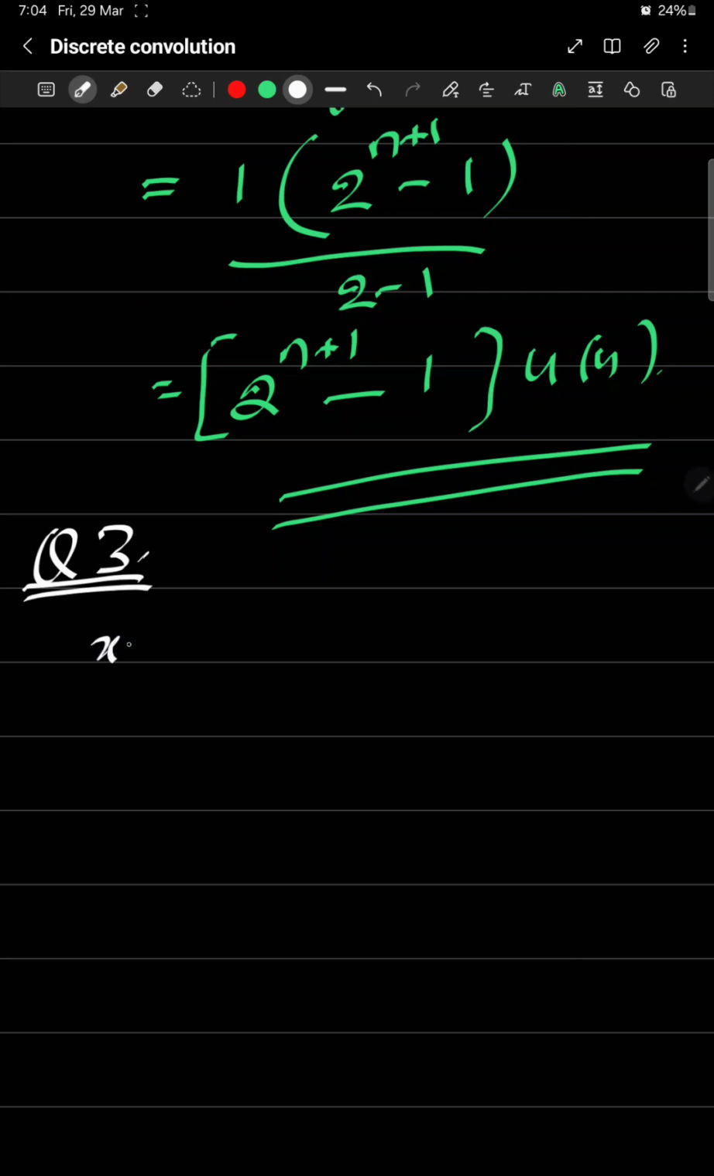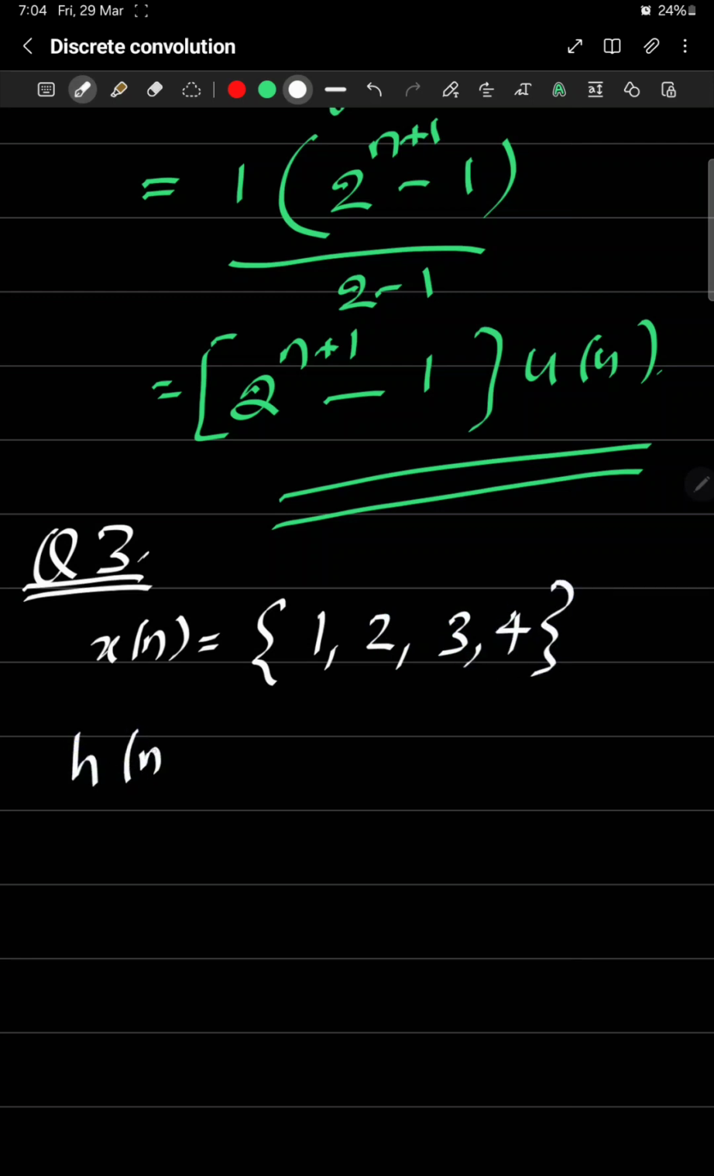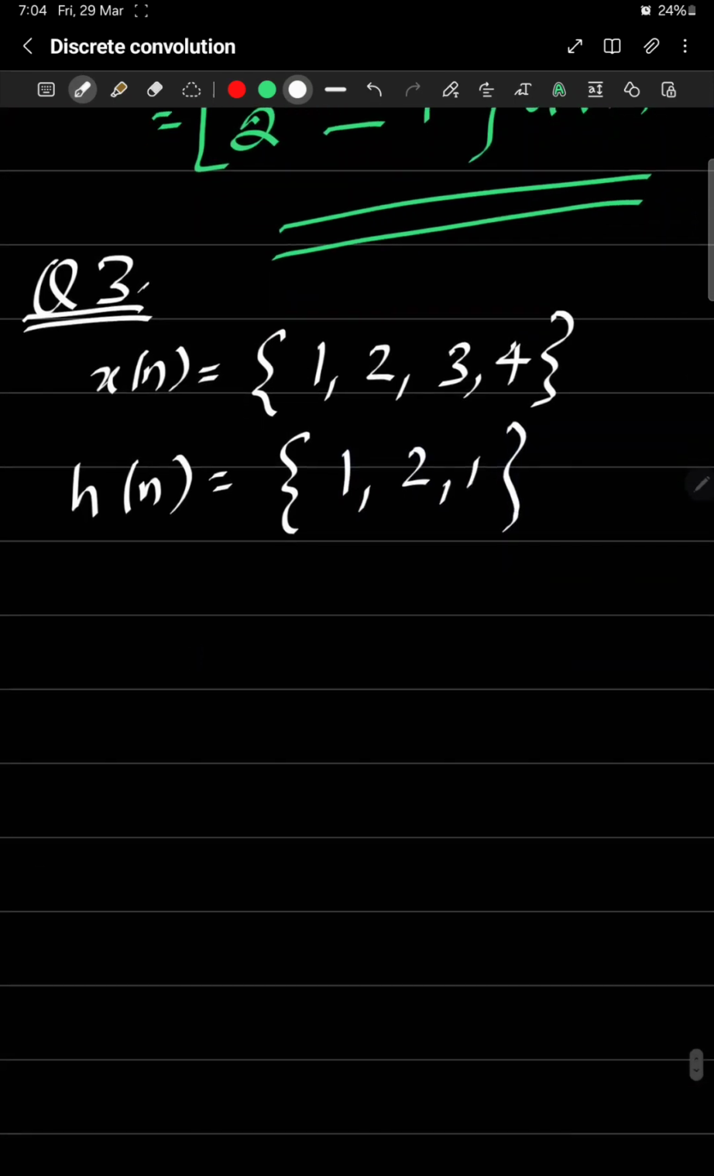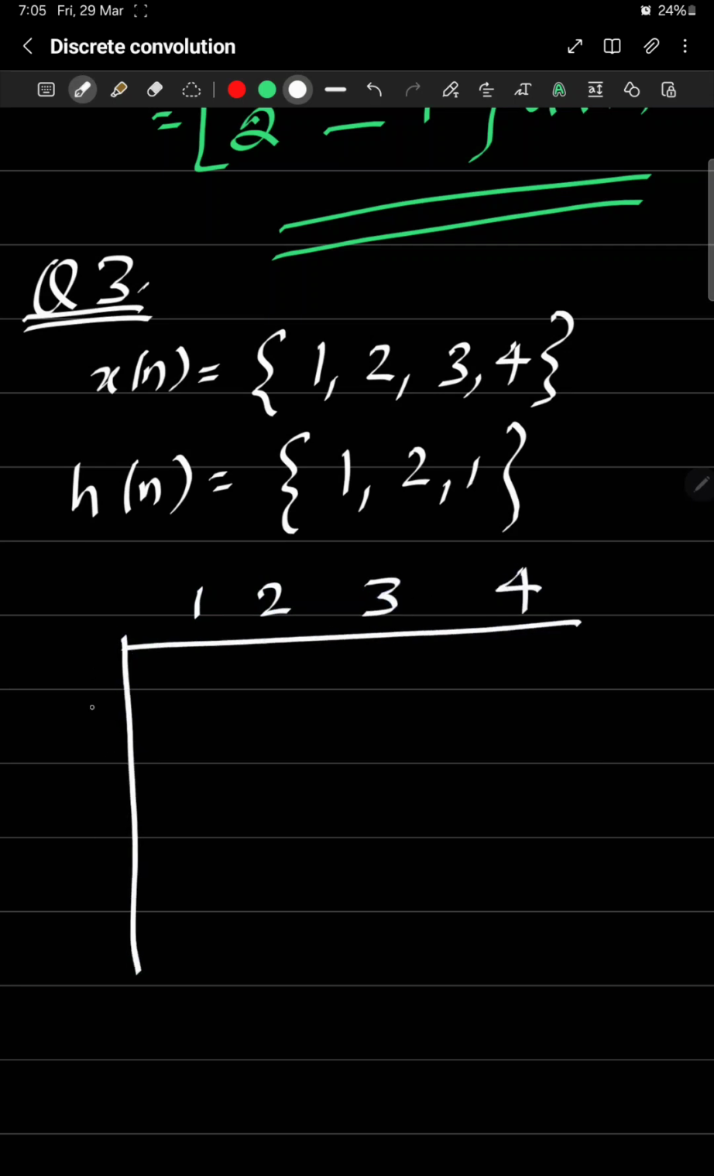So let's see a case where you have x of n is say 1, 2, 3, 4. You have finite number of elements in this, and say h of n is 1, 2, 1. Okay. So when you want to perform discrete convolution, you can use graphical method or again the equation directly, but instead of that we'll see another method right now. So what we have to do is 1, 2, 3, 4. This is my first sequence. You can take it in any order, and the second sequence you have to write over here 1, 2, 1.